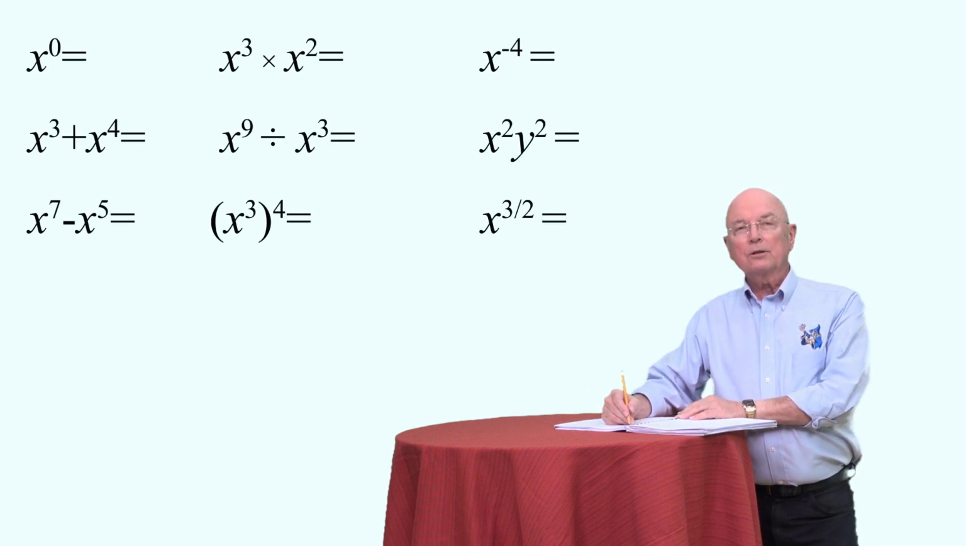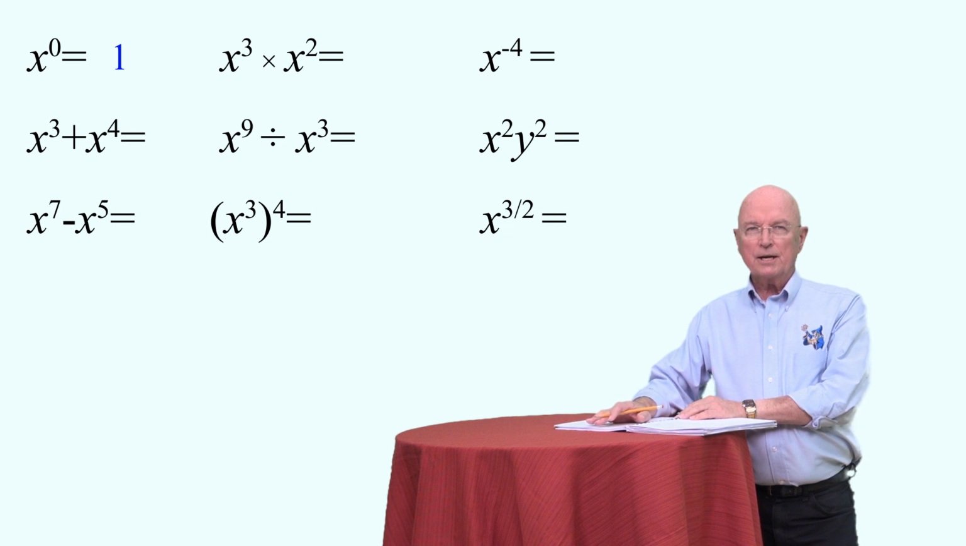To begin with, look in your book and you'll see some practices. Take a look, x to the 0. X to the 0 is always 1. Any number to the 0 power is always 1. So even 7 to the 0 power is 1. So keep that in mind as you take the test.